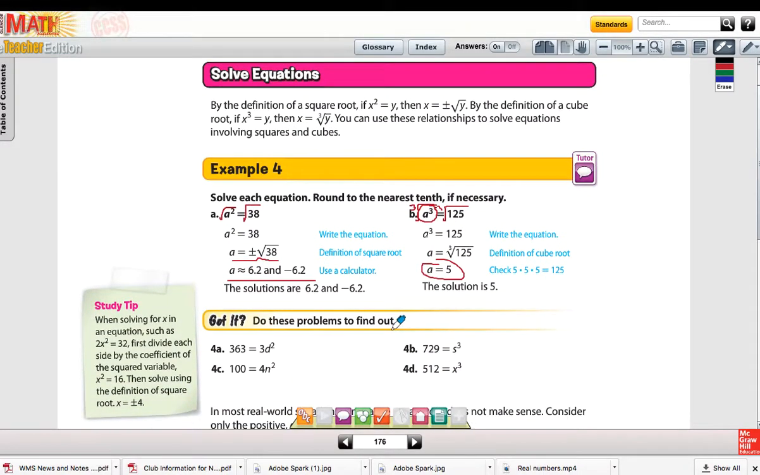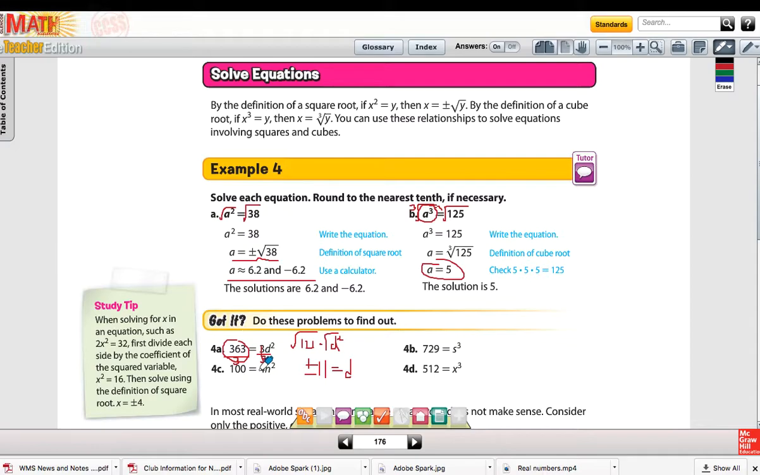In the Got It section, they actually threw in a coefficient. So the first thing we have to do before we take a square root of both sides is divide by 3. We want to isolate that d first. 3 divided by 3 is 1, so we're left with d squared. And then 363 divided by 3 is 121. 121 equals d squared. To undo that squaring, we're going to take the square root of both sides. The square root of 121 is positive and negative 11, so d equals plus or minus 11.